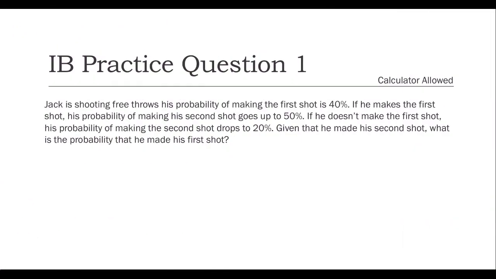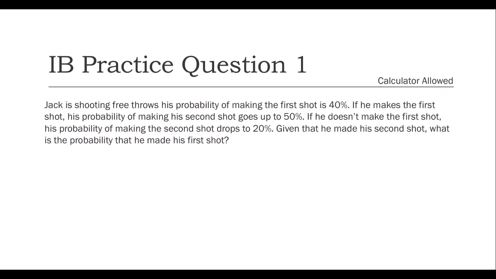So here we have our first IB practice question. It says, Jack is shooting free throws. His probability of making the first shot is 40%. If he makes the first shot, his probability of making his second shot goes up to 50%. If he doesn't make his first shot, his probability of making his second shot drops to 20%. Given that he made his second shot, what is the probability that he made his first shot?